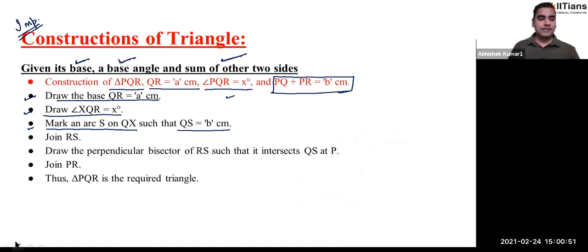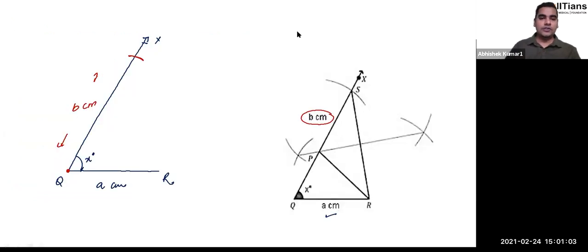What does the next step say? The next step says that you have to join RS. After joining RS, you have to draw the perpendicular bisector of RS such that it intersects QS at P. So let me show you both the steps here. What needs to be done? Now you need to join this point. We called this point S. So you need to join RS using a ruler or a scale.